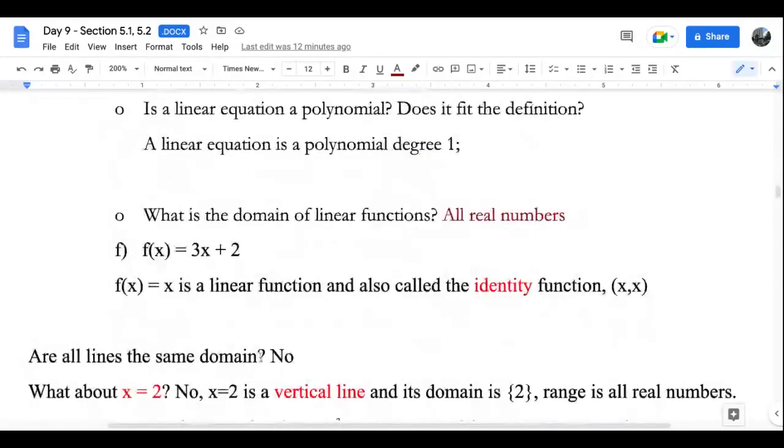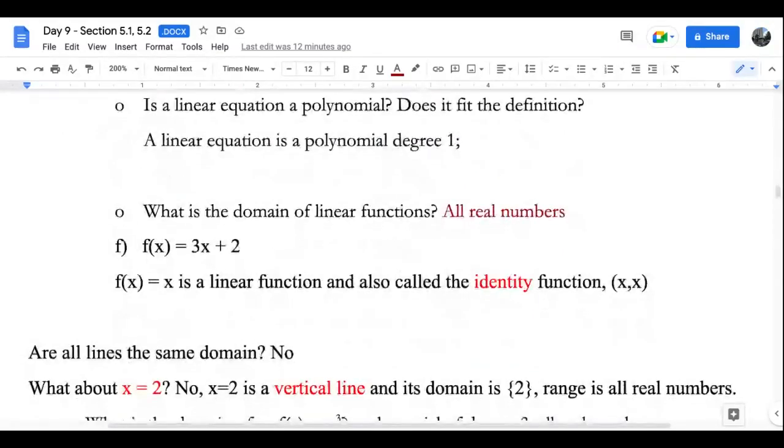What's the domain of linear functions? All real numbers. Yeah, if you plug in any number, you will get a value when you evaluate. So a linear function is a polynomial of degree 1, and its domain is all real numbers.